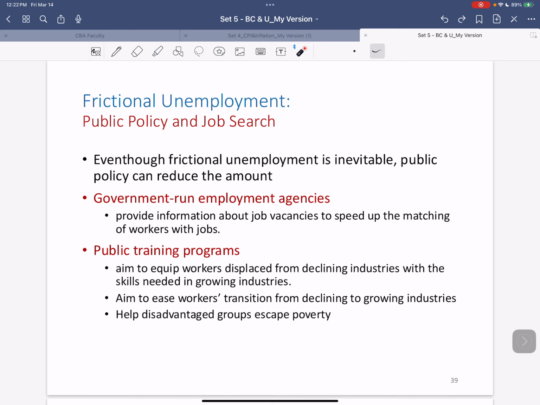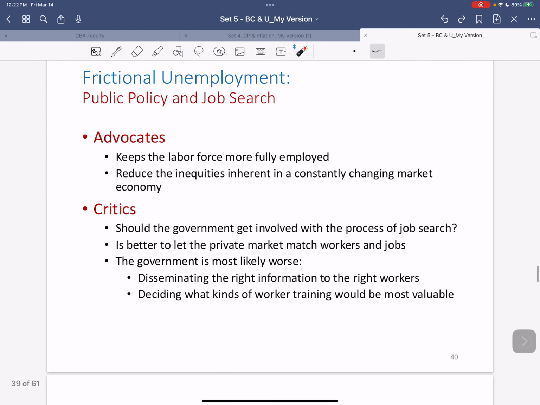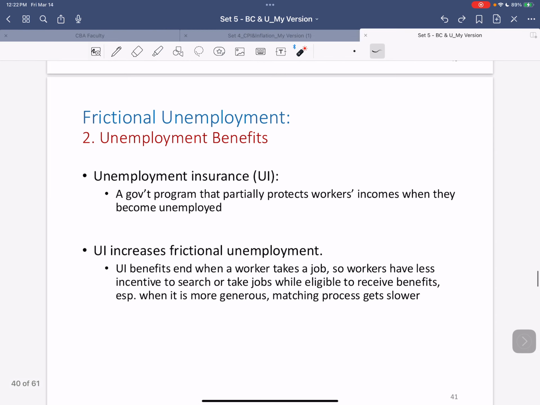Government can help reduce frictional unemployment by providing job matching services and training programs. Public employment agencies help workers find suitable jobs, while training programs equip workers with the necessary skills for new industries. However, we have advocates and critics, and some argue that the private market is more efficient at job matching than government interventions. There are usually advocates and critics about public policies.